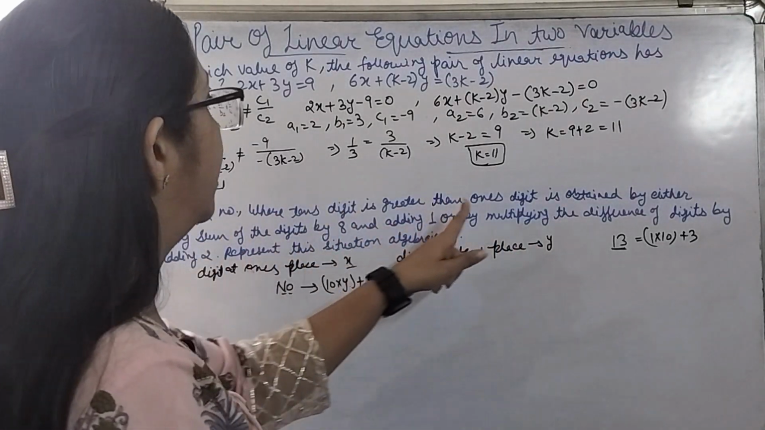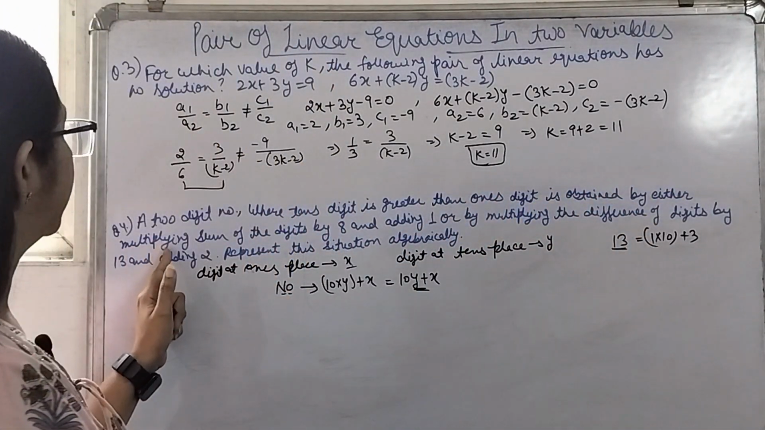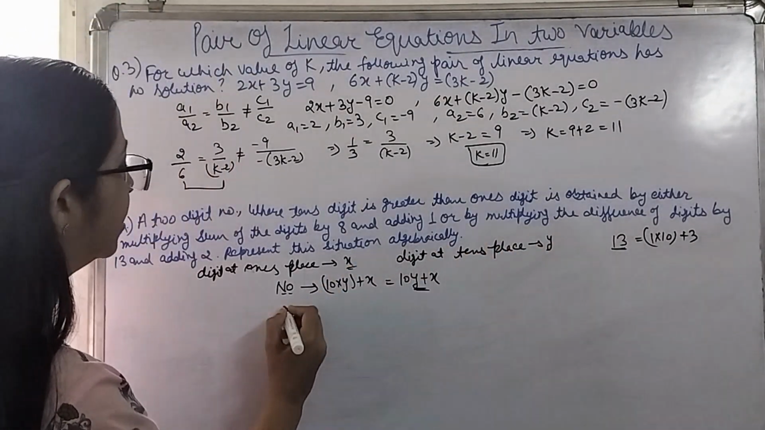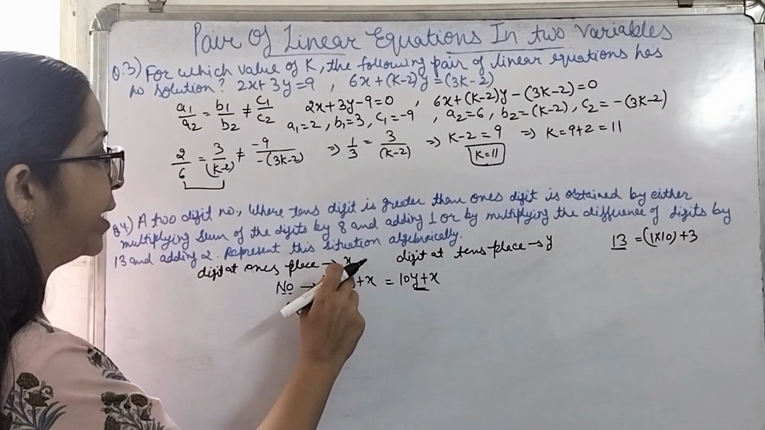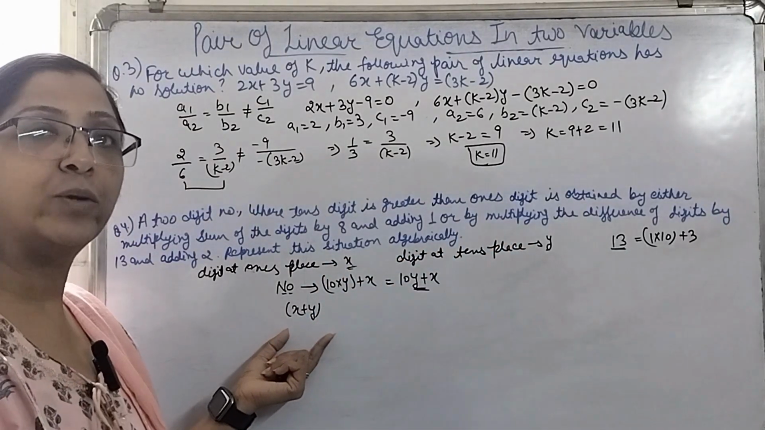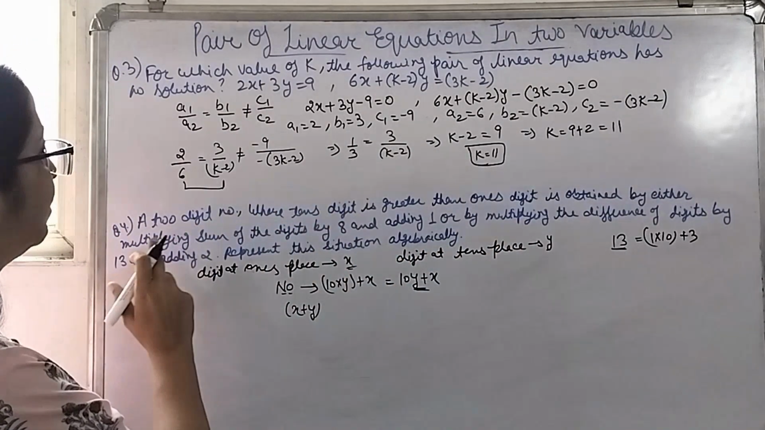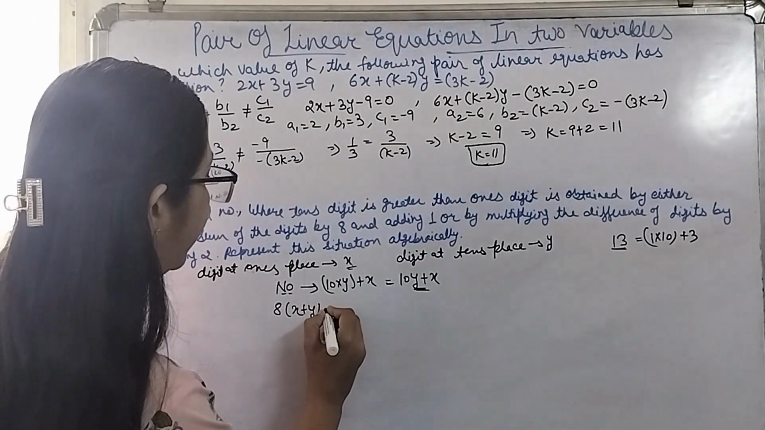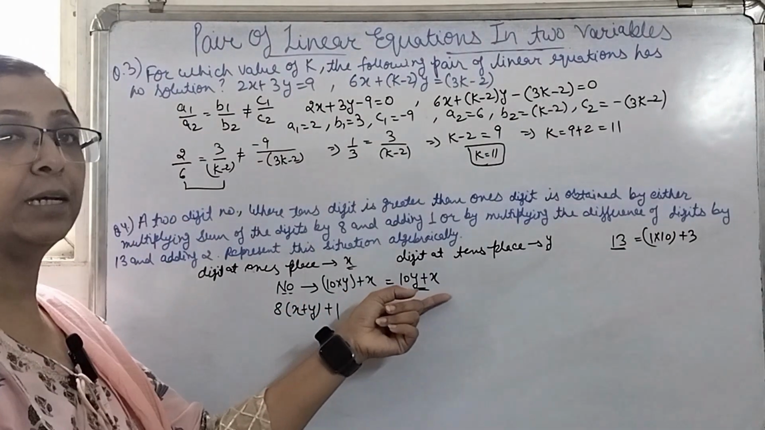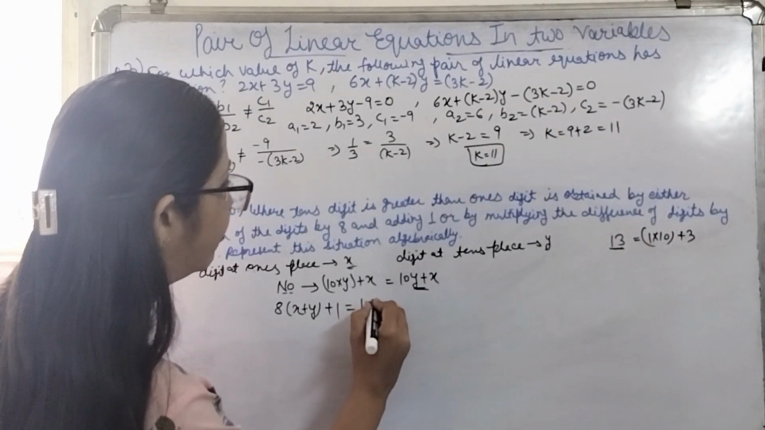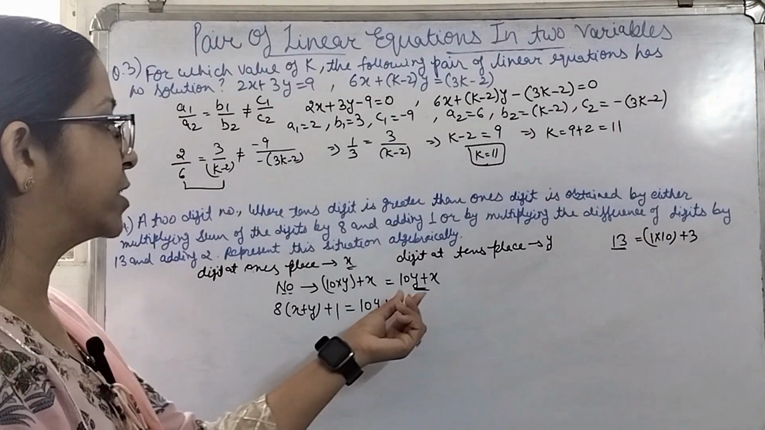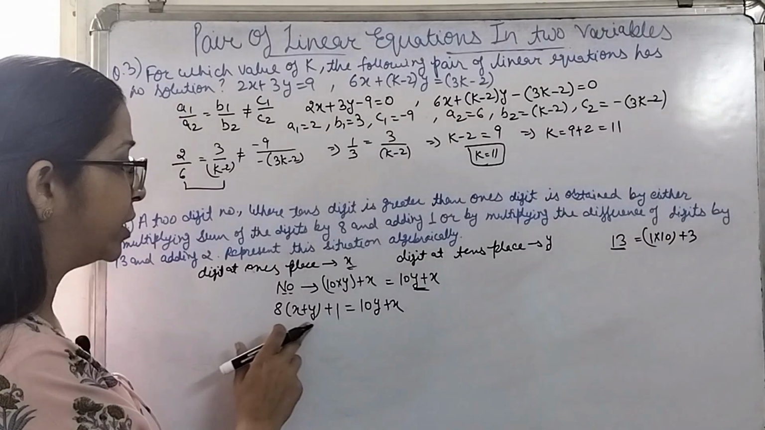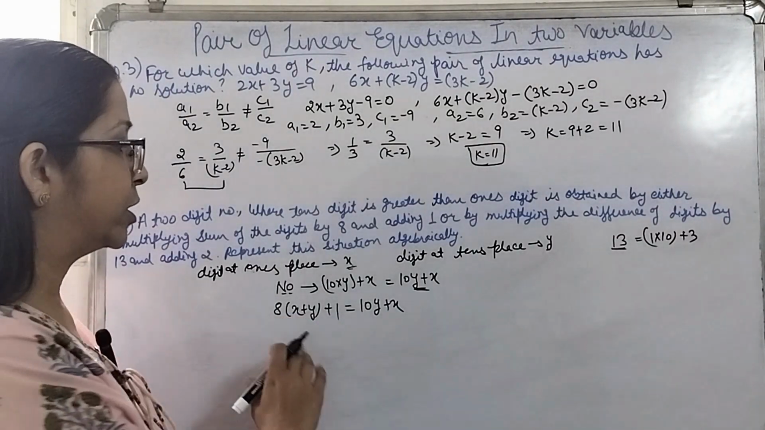Now let's see. The number is obtained by multiplying the sum of the digits. Digits are your x and y. So the sum of the digits will be x plus y. If x and y are the digits, then the sum of the digits will be x plus y, and we have to multiply this by 8 and add 1. And if we have added 1, we are getting the number. So the number means your 10y plus x. The number is your 10y plus x, and we are getting this number by multiplying the sum of the digits by 8 and adding 1 to it. So this is the condition.